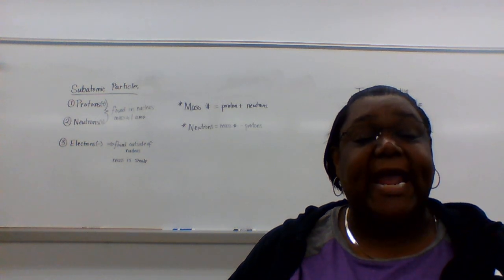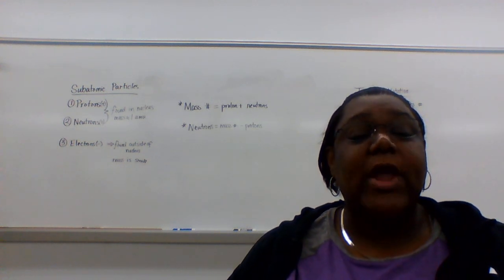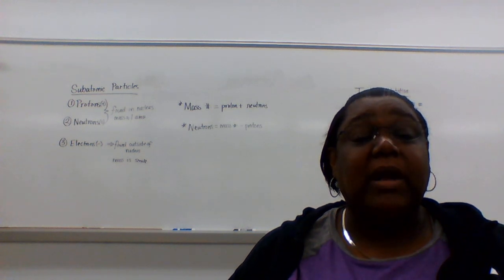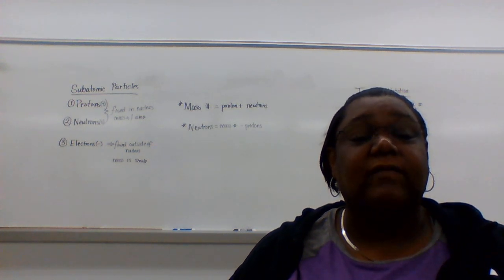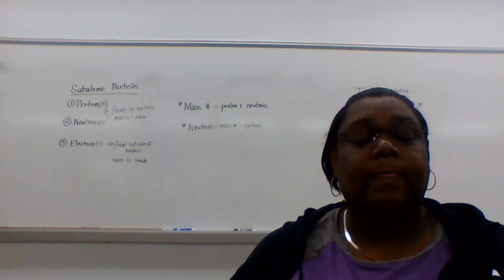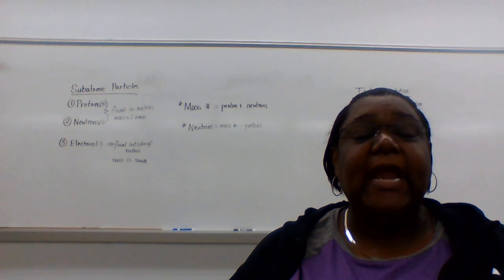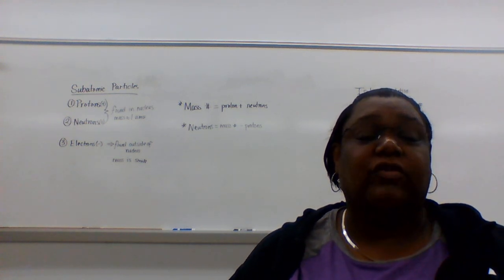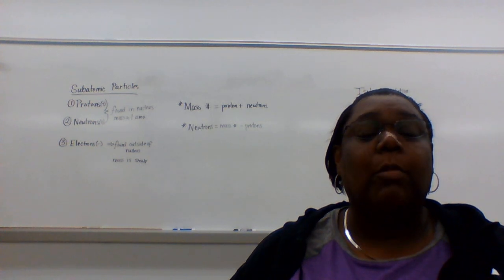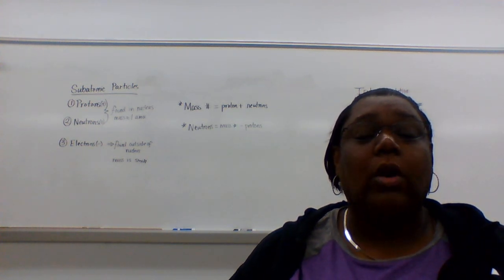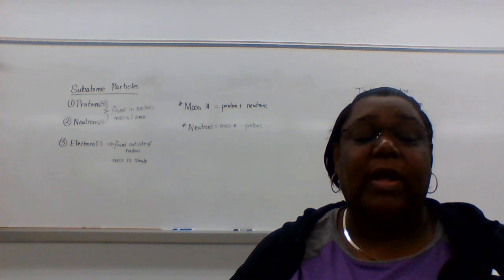You can have an anion, where you have more electrons than you have protons, and because of that, since electrons are negatively charged, your ion will have a negative charge. Or you can have cations. And cations is a situation where you've got more protons than you have electrons. And because there are more protons, and protons have a positive charge, then your ion will also have a positive charge.